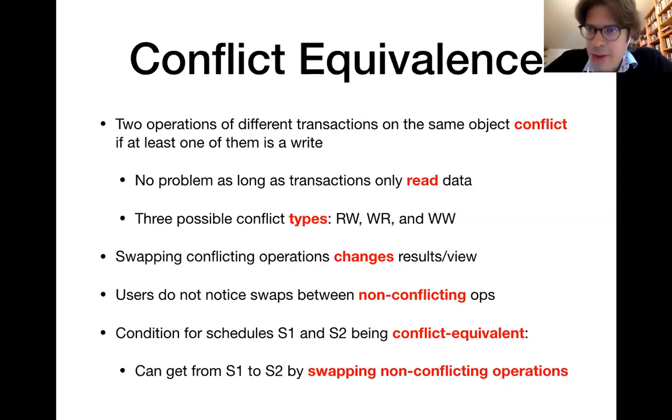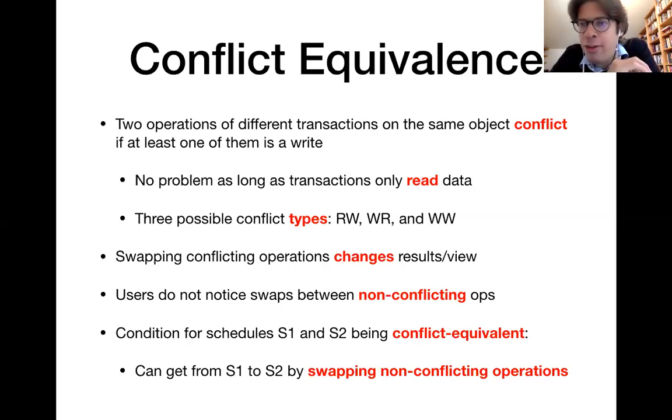That is important because as long as transactions are just reading data, everything is fine and nothing bad can happen. But as soon as transactions start changing the data, this is where we need to be careful that we don't interleave transactions in a bad manner. So for a conflict, we must have two operations by different transactions, where one of those operations is a write operation. And that leaves essentially three possibilities.